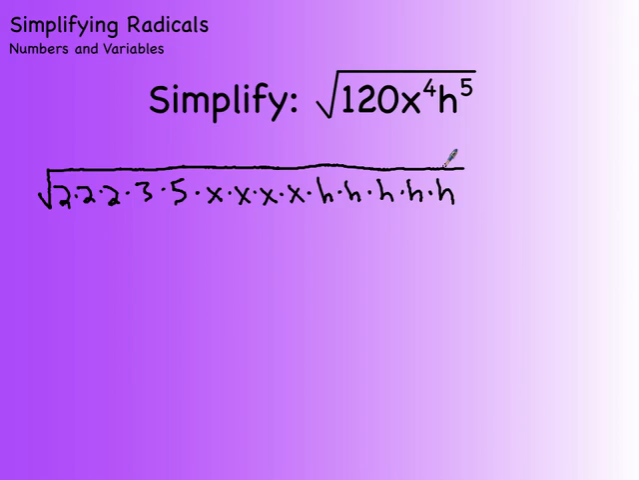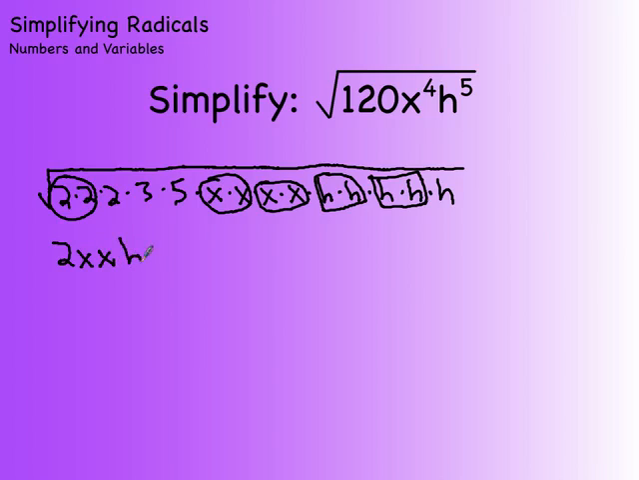Okay, same thing as before. Couples go out, singles stay home. So I can pull out a couple of 2's. I can pull out a couple of x's. I can pull out another couple of x's. I can pull out a couple of h's and another couple of h's. Cool. So we're going to pull out a 2, an x, another x, an h, and another h. And then what's going to stay home is a 2, a 3, a 5, and an h.